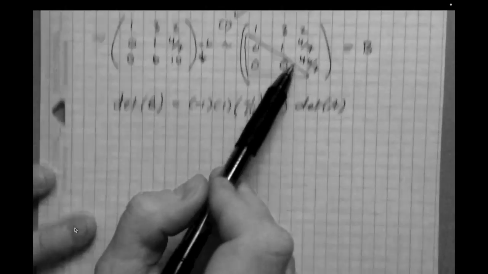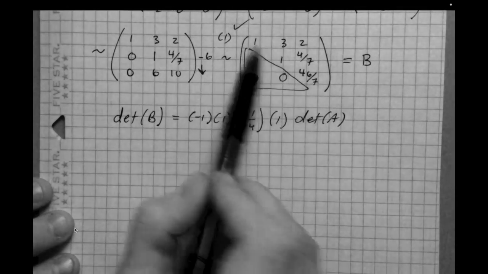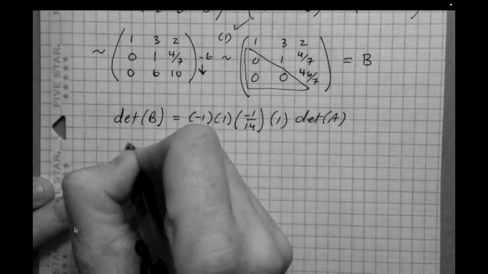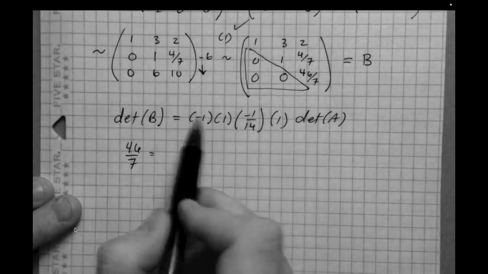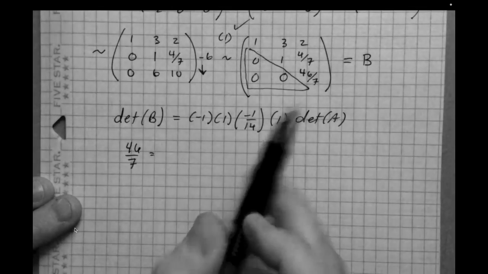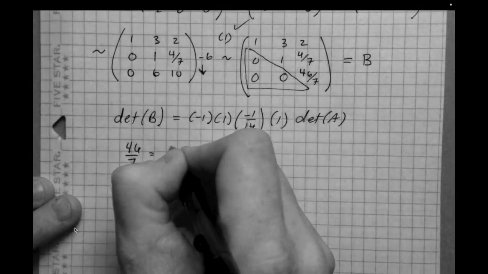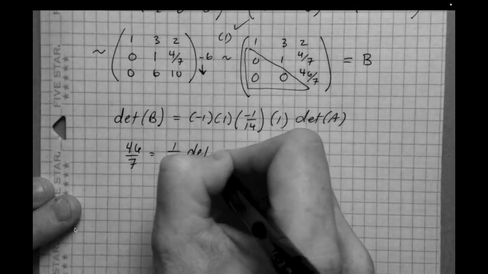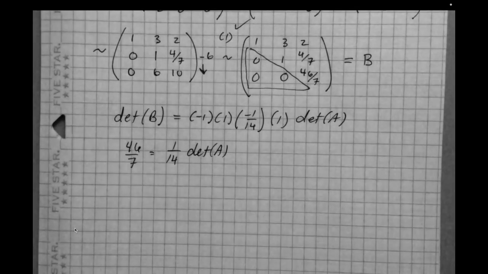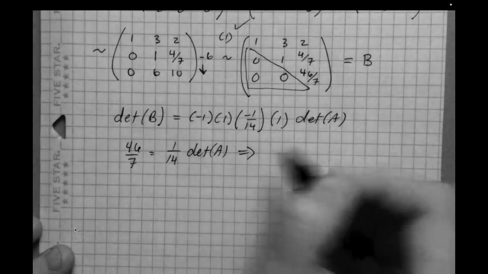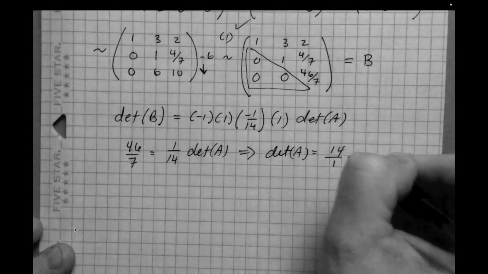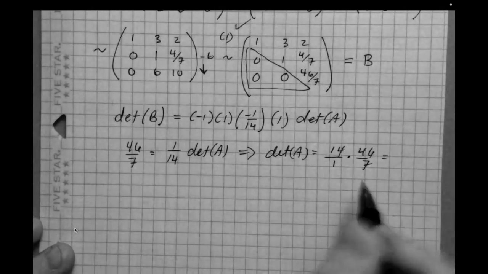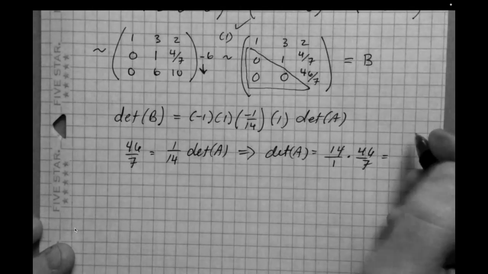Now the determinant of B can be pulled off of this thing really quickly, right? And so that means what? 46 over 7 is equal to, I'm just going to get rid of all of this stuff that doesn't matter here. So 1 times 1, those don't matter. Negative times a negative. So this is 1 over 14 times the determinant of A. Okay, and so I can quickly calculate the determinant of A by just solving this equation. So determinant of A is equal to 14 over 1 times 46 over 7. And so this would be 2 times 46, which is 92.